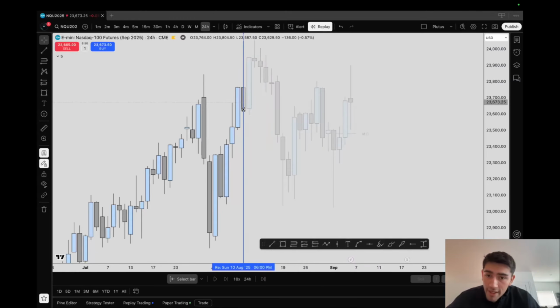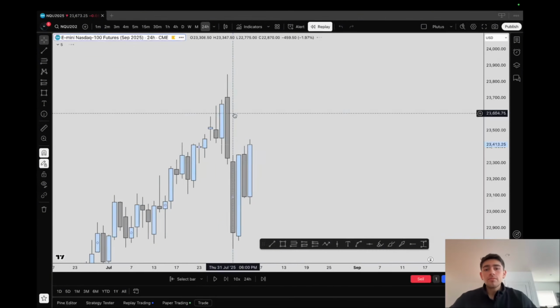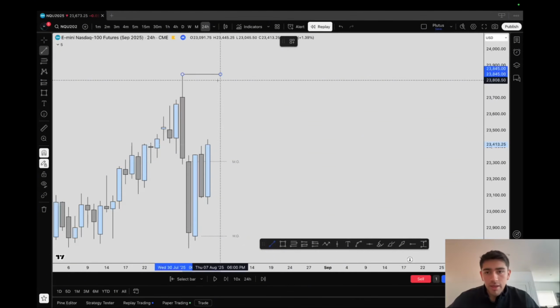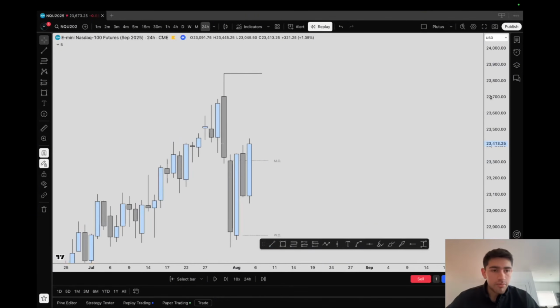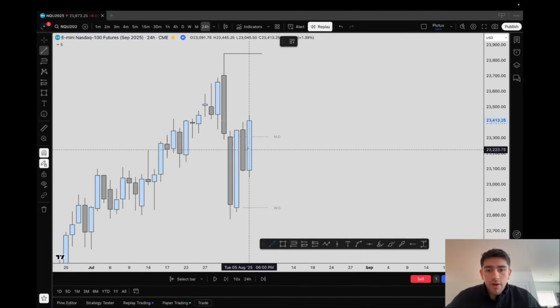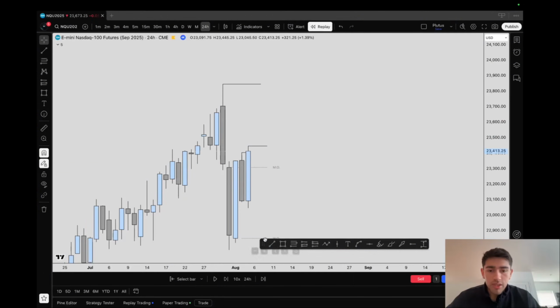So if we go back to here, obviously we know that the draw on liquidity is up here. Doesn't matter though. We're looking at it from day to day, okay? So if we closed above this high here, where do I think price is going to be? Bullish. So what do I want to see? This get mitigated. And then I want to see price go higher. So let's go on the 4 hour.